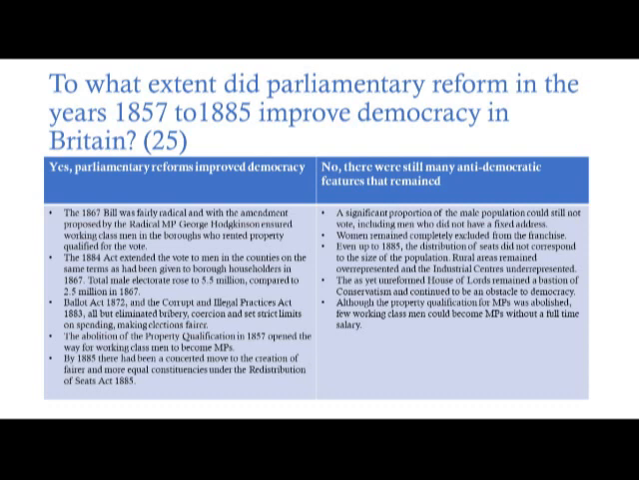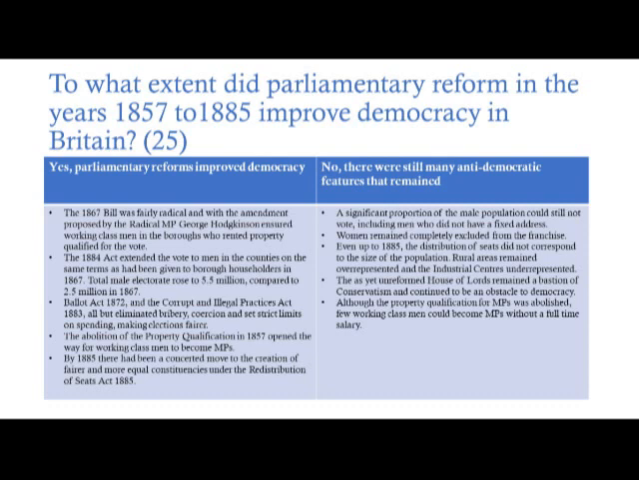You could talk about the Ballot Act in 1872 and the Corrupt and Illegal Practices Act passed in 1883, which of course all but eliminated bribery, intimidation and coercion, because people could now vote in secret. And of course the Corrupt and Illegal Practices Act put strict limits on the amount of money that could be spent in elections to make elections fairer.